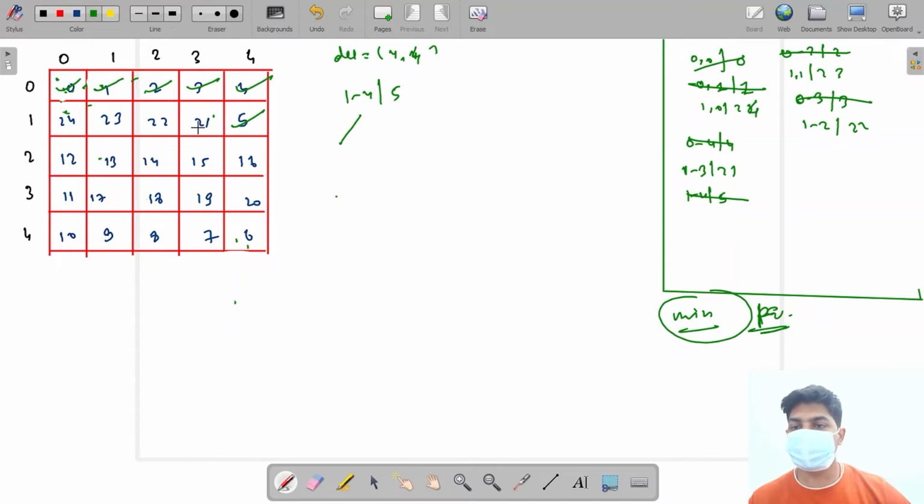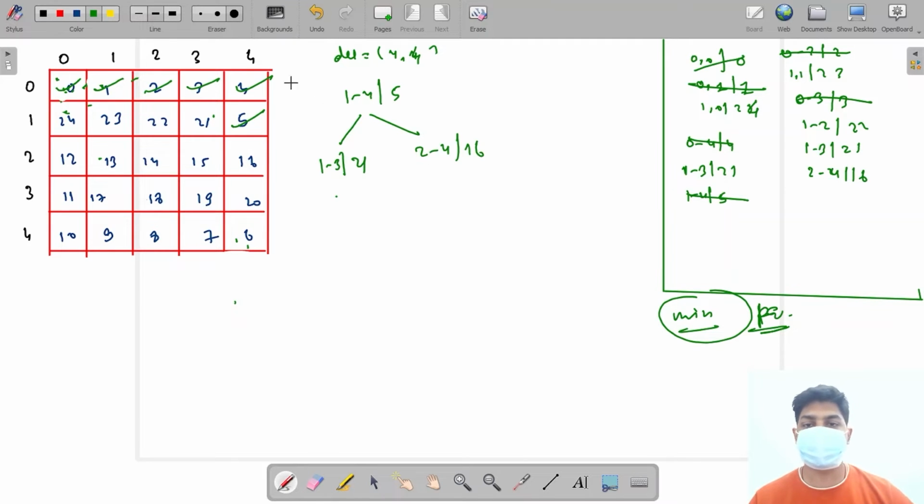So we can go to what? We can go to 1 comma 3 with weight 21. Since we are at height 5 and this is at height 21, we'll have to wait for 21 units of time. And we can go to 2 comma 4 also. We are at height 5 and this cell is at height 16, so we will have to wait for 16 units of time. So we will add this into the queue. So 1 comma 3 with weight 21 and 2 comma 4 with weight 16 will be added.